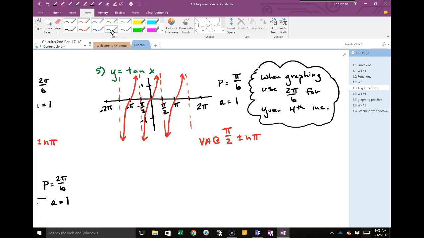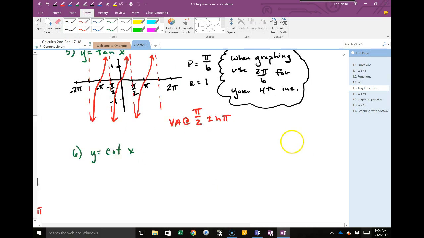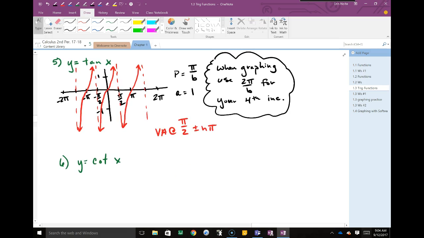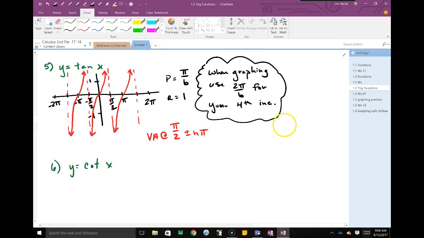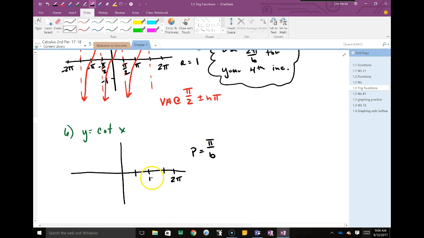All right, last one, cotangent. Can I bust this one out? Do you guys follow me? It's not letting me squeeze. All right, fourth increment. Period, by the way, is actually pi over b, so if they ask you that, make sure you know. But I'm going to still go to 2 pi on my graph.